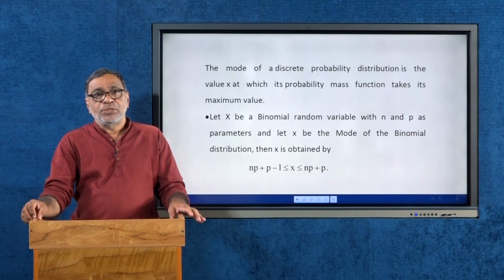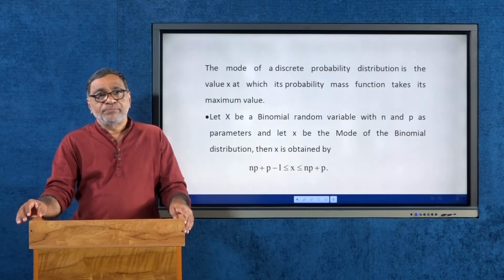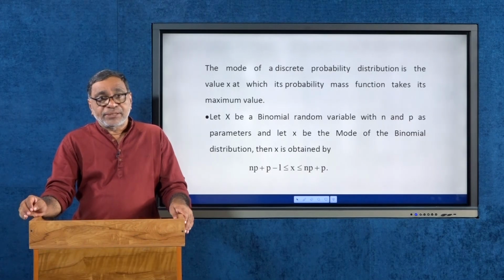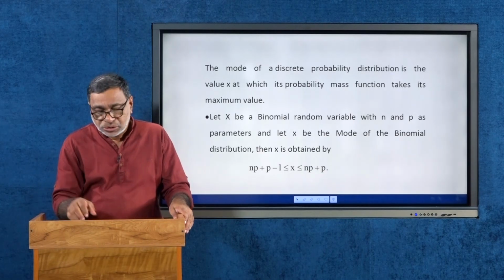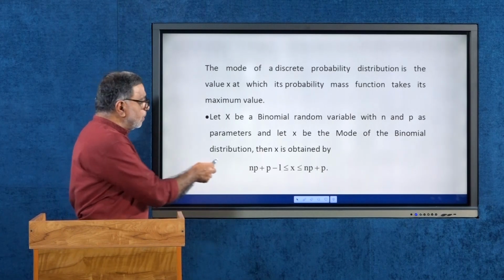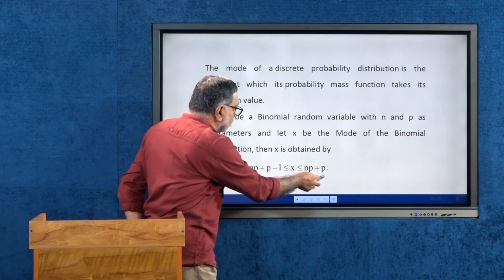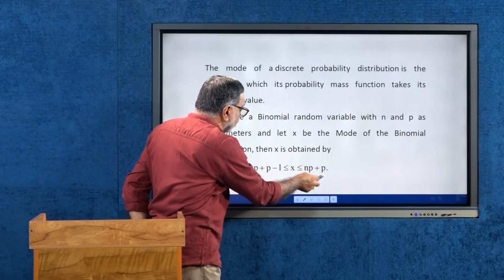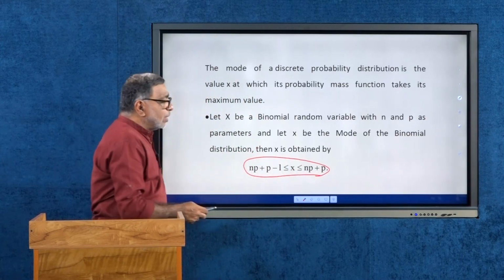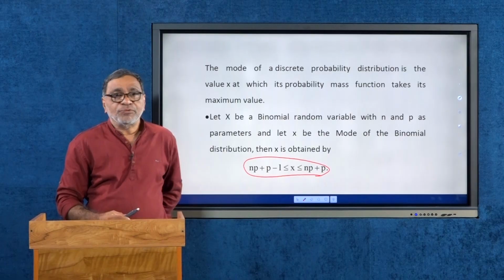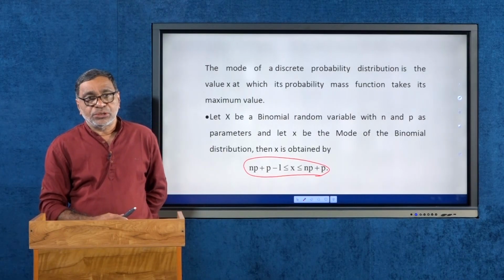And for the binomial random variable with the parameters n and p, if x is the mode of the random variable, then mode is obtained by this relationship: np plus p minus 1. This is the way we are obtaining the value of the mode of the binomial distribution.